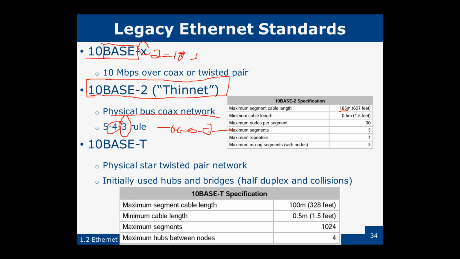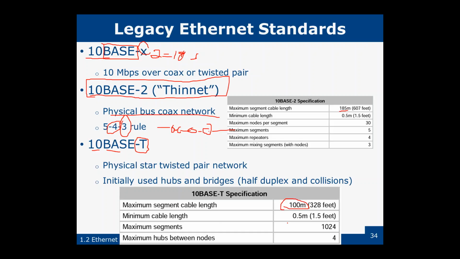Each of them is going to be different. The 10Base2 is 185 meters, 10Base5, which is called thick net, is 500 meters. 10BaseT, again 10, and we could have 100. 10 megabits per second baseband. T is for twisted pair, and the maximum cable segment is 100 meters.